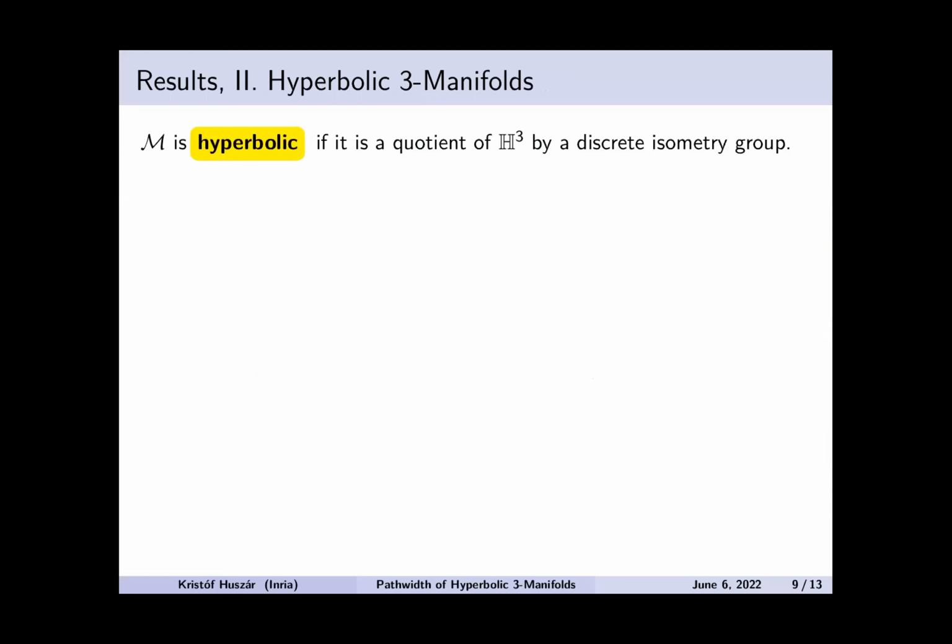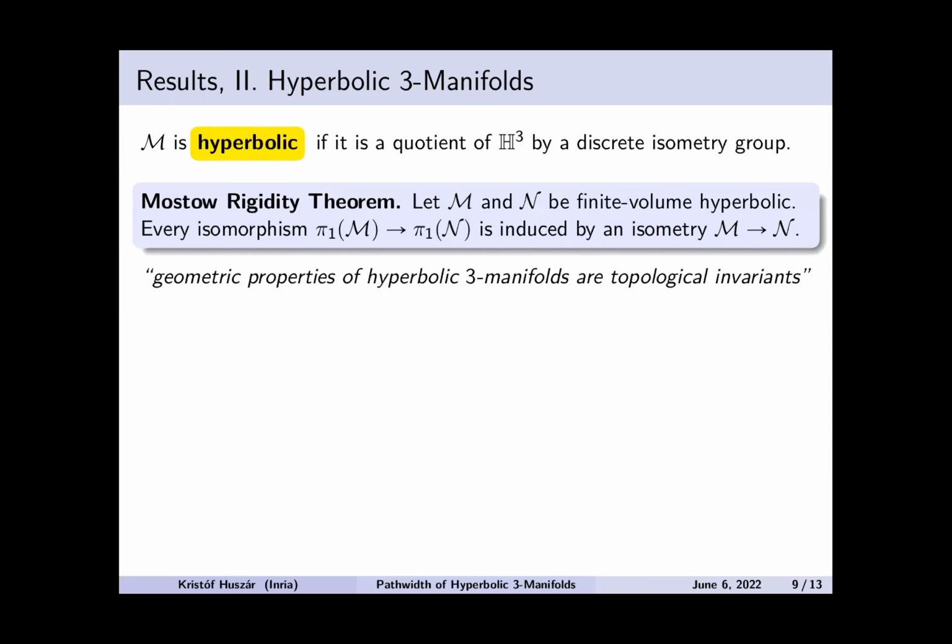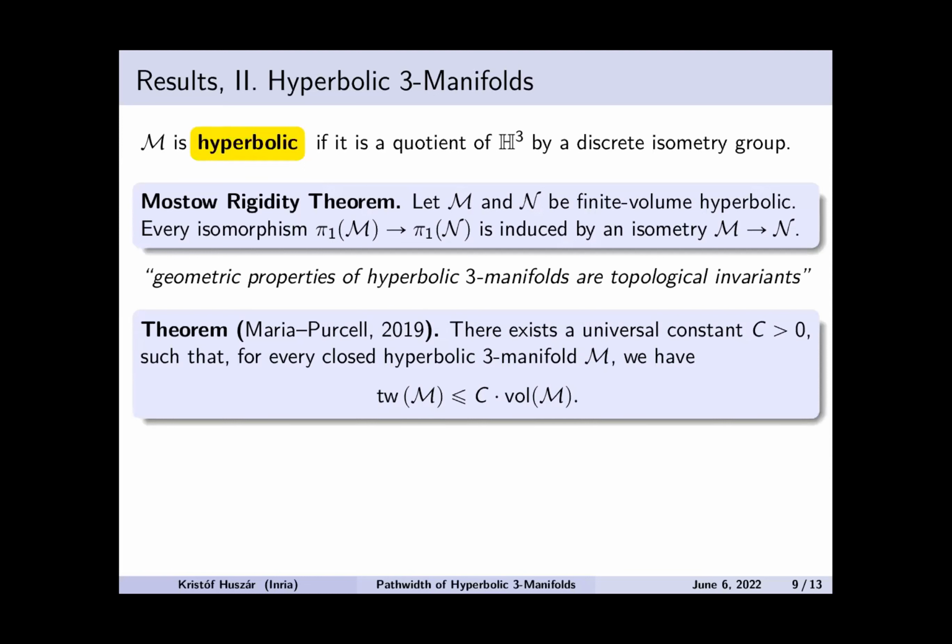For hyperbolic manifolds, which were discussed by Colin, first of all, we have the Mostow rigidity theorem, from which it follows that geometric properties of hyperbolic manifolds are topological invariants. In particular, as mentioned by Colin, the volume of a hyperbolic 3-manifold is a topological invariant.